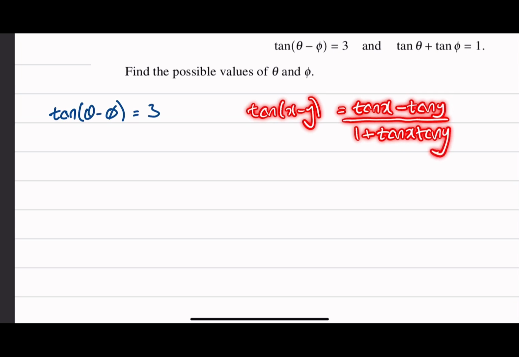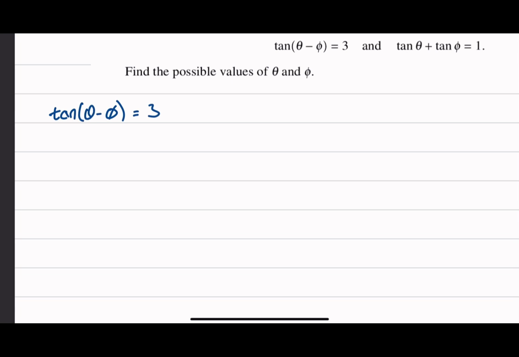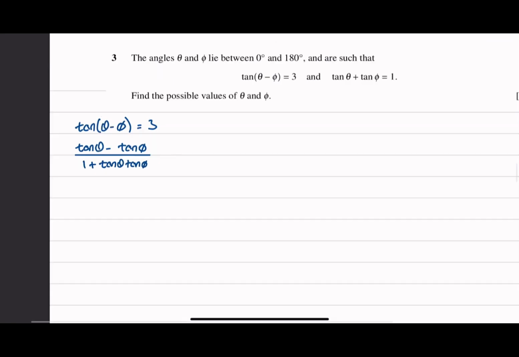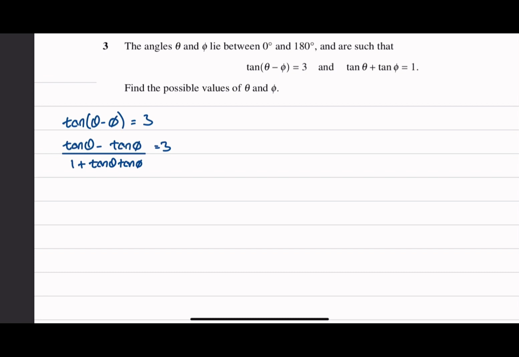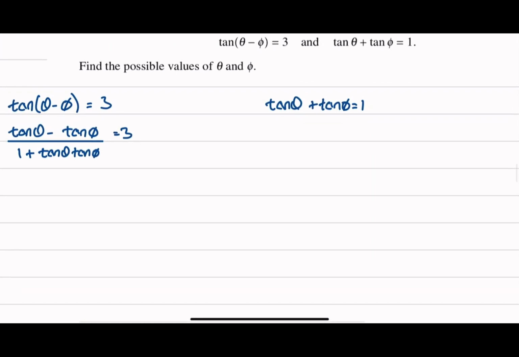equals tan x minus tan y over 1 plus tan x tan y is the compound angle identity for tan. So we can break this up saying that tan theta minus tan y over 1 plus tan theta tan y equals 3, and our other equation is tan theta plus tan y equals 1. So from here we can make tan theta the subject and substitute it into the first equation.